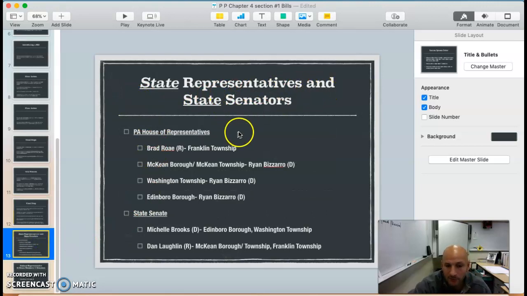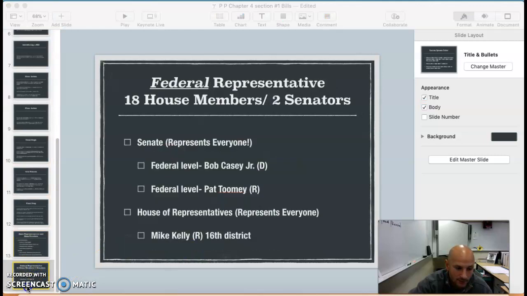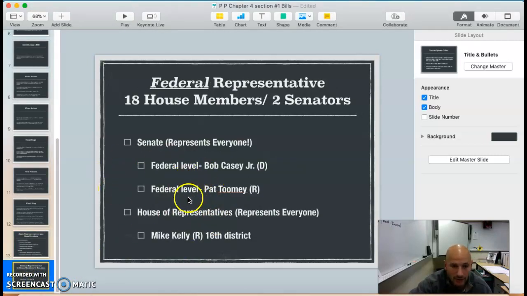Here are some state representatives and state senators that represent you. Franklin Township, Brad Rowe, who's a Republican. McCain Borough, McCain Township, Bizarro in Washington, and Embro Boroughs, Bizarro, Democrat. State Senate, our state senators in the state of PA, Michelle Brooks, Embro Borough, Washington Township, and Dan Laughlin, McCain Borough Township, Franklin. So we have a Democrat and Republican representing different people here within our classroom.